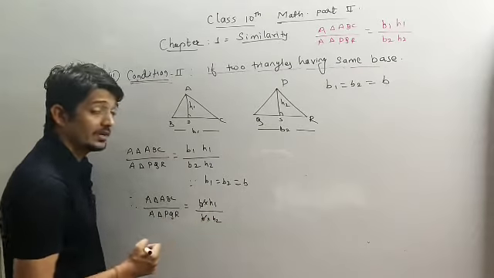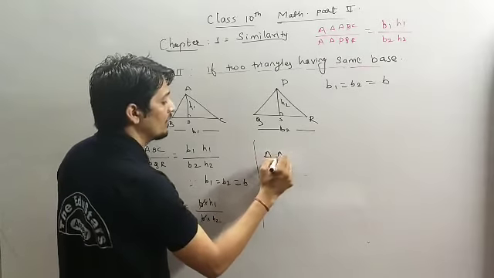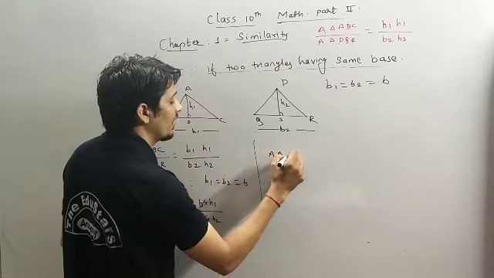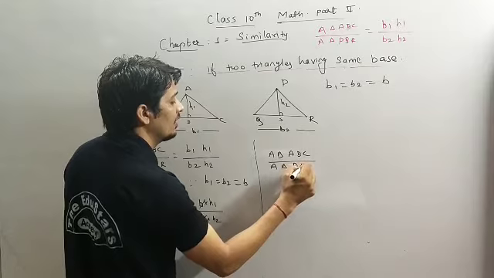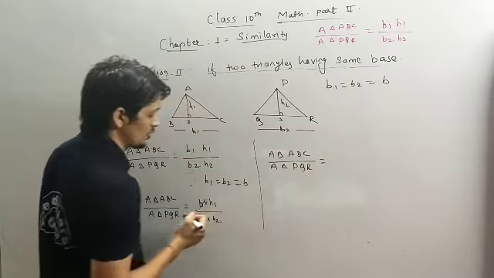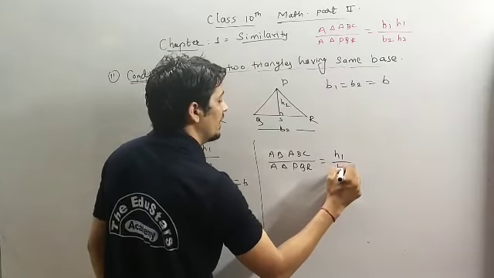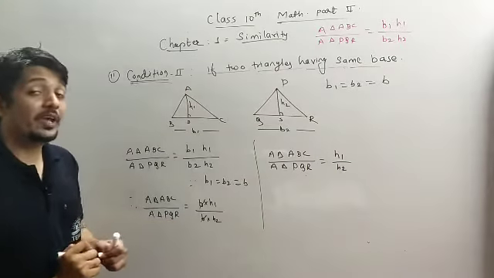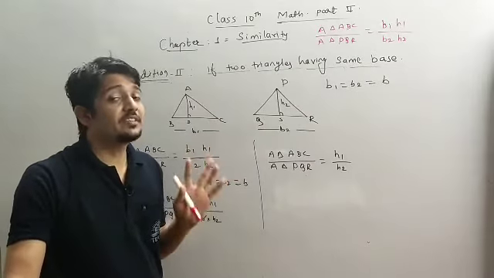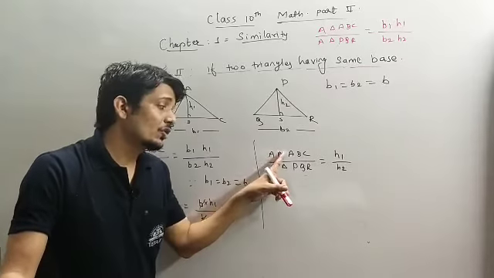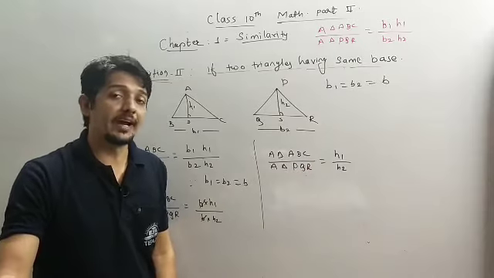So again B and B will get cancelled. Therefore we can write area of triangle ABC divided by area of triangle PQR equals H1 divided by H2. Therefore we can say that if the base of two triangles is same, then the ratio of their area is always equal to the ratio of their corresponding heights.